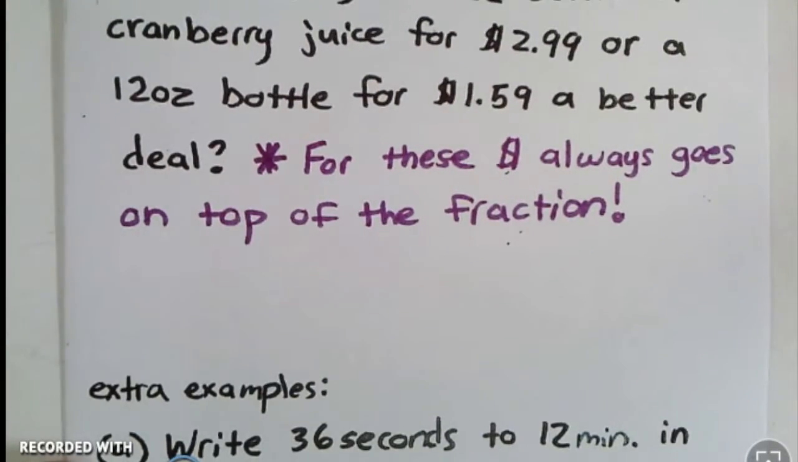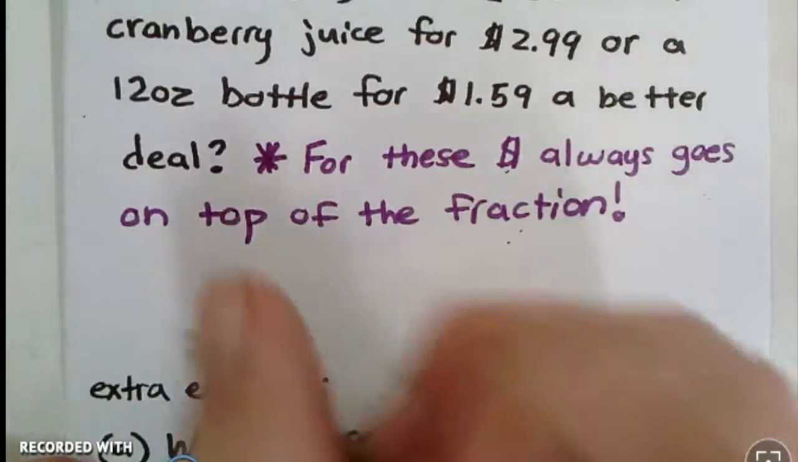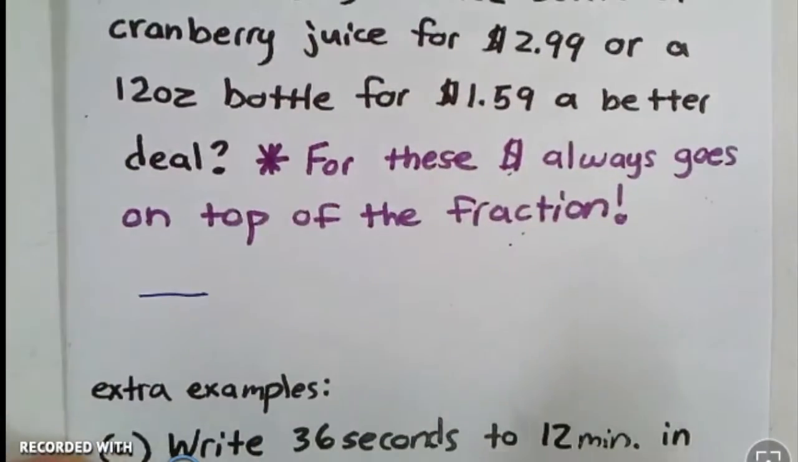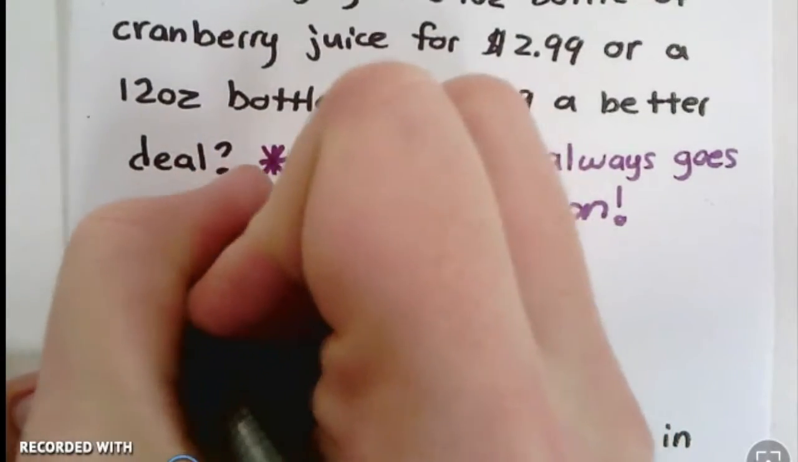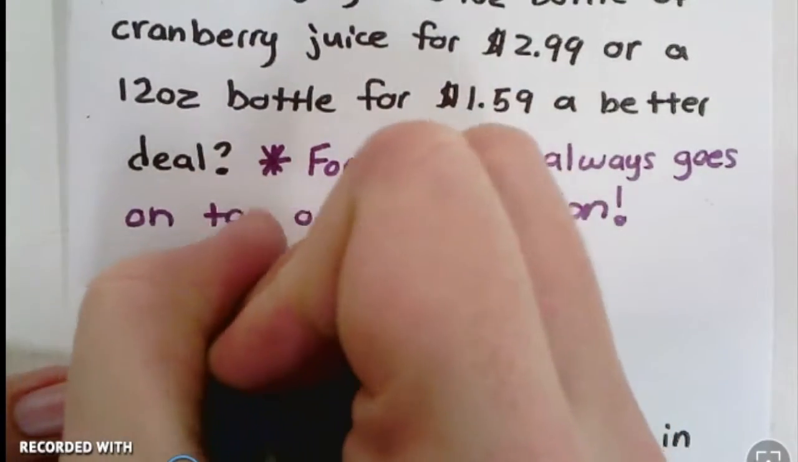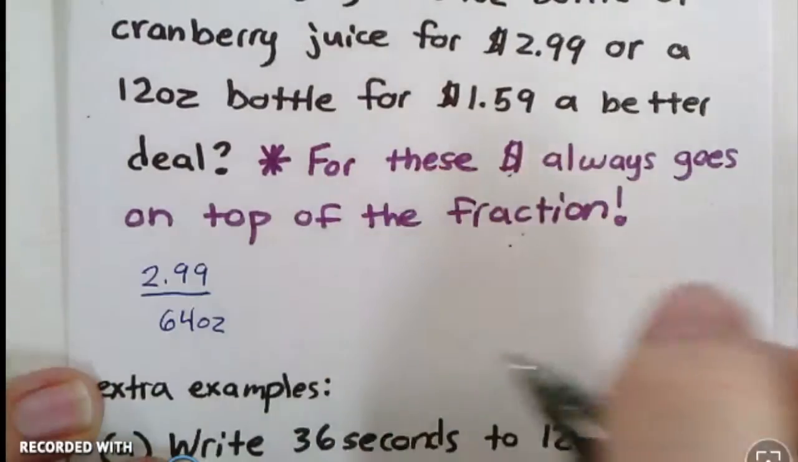So I'm going to find the unit rate of these two options. So my first option is 64 ounces for $2.99. I'm going to put the $2.99 on the top and the 64 ounces on the bottom.